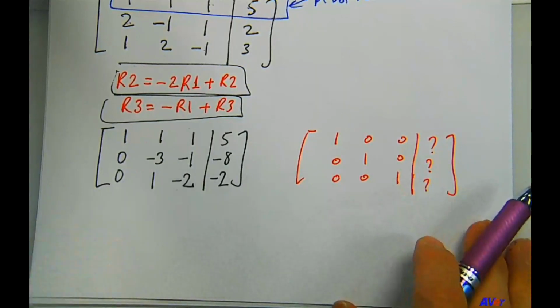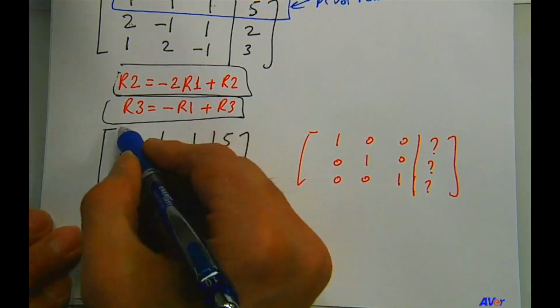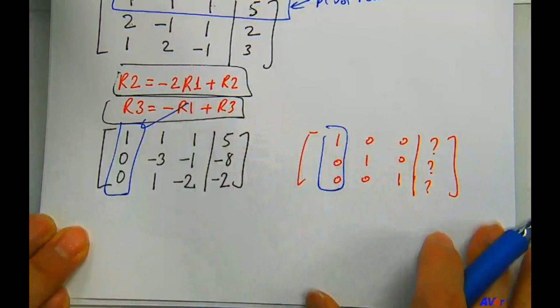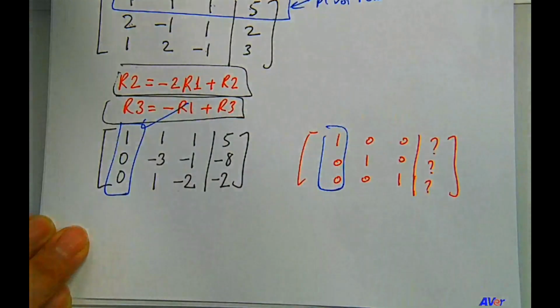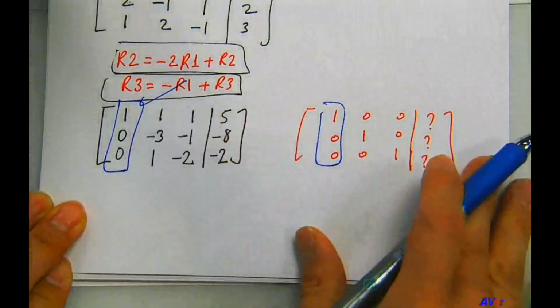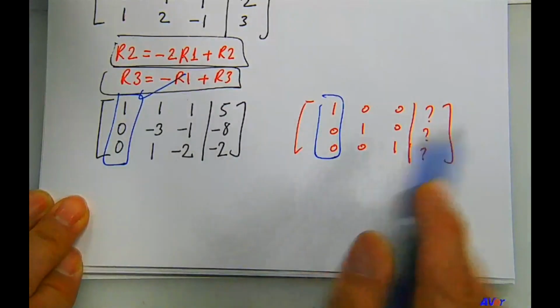Compare this with this. Are we done with the first column? Yes, we're done, right? This looks like that, so we're done with the first column. Now we move to the second column, this one. Now we need to convert this column to look like that.